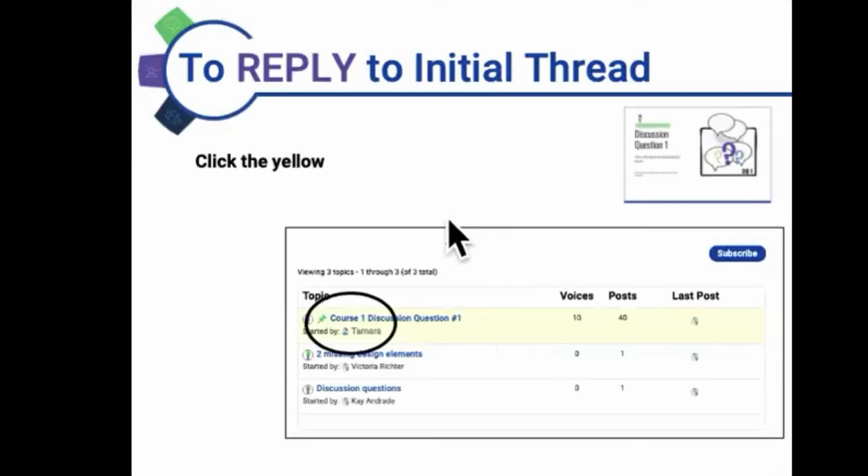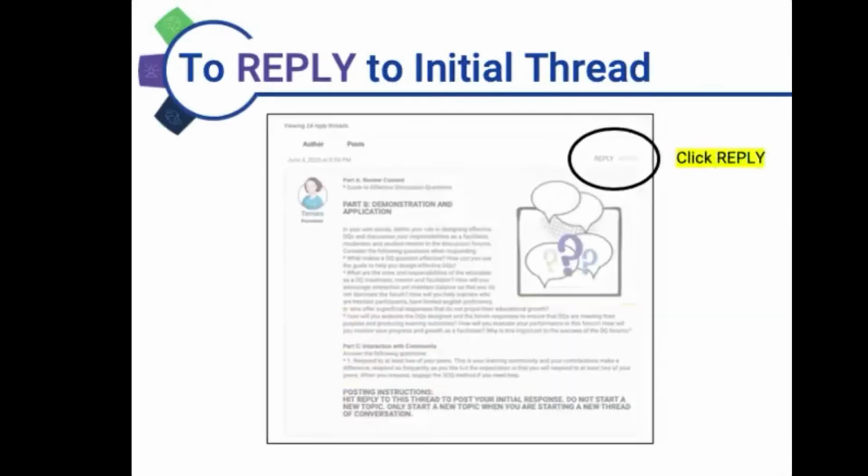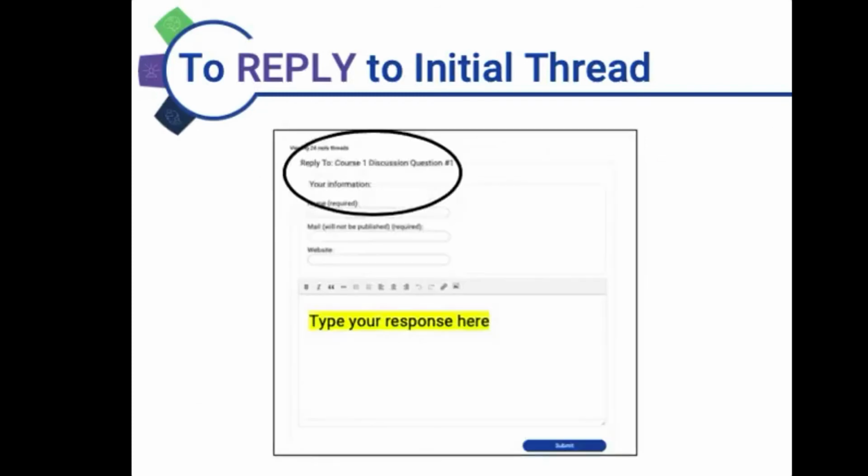To reply to an initial thread of conversation, to reply or add your response to a thread of conversation, you will find the course thread. It will usually be yellow, a sticky conversation, and you will click that thread of conversation. When you click that thread of conversation, it will bring up the initial post. You'll simply click in the right hand corner and click reply. When you click reply, it will open up a box to respond to.